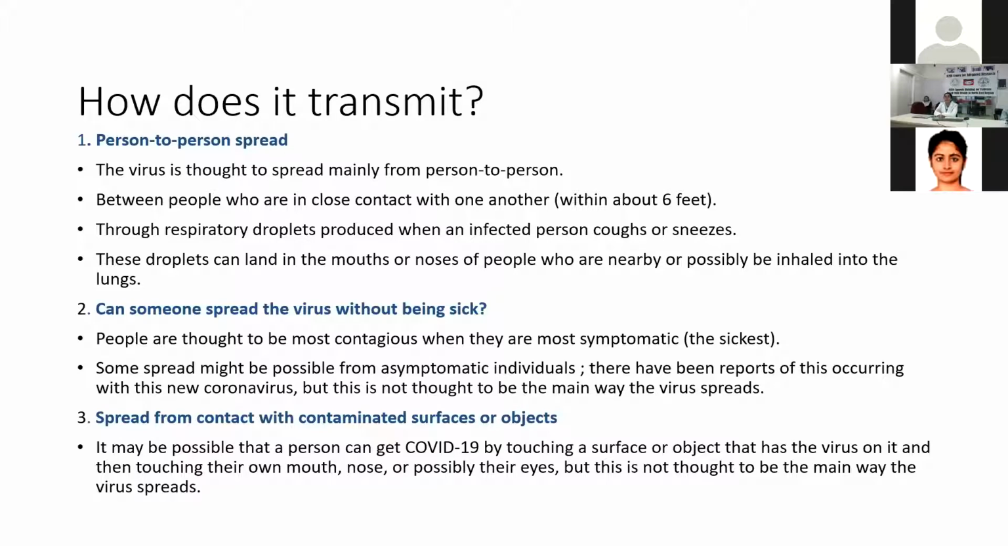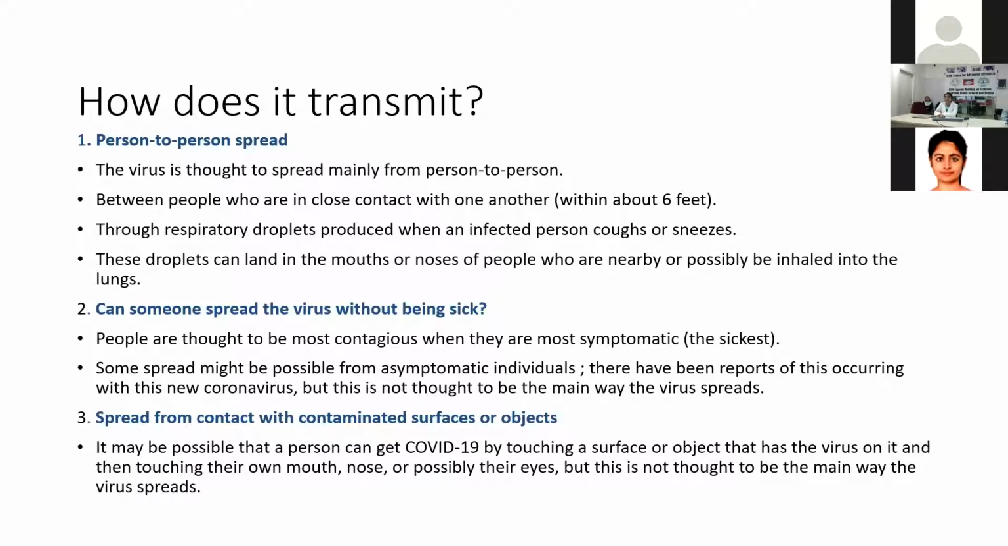Person-to-person spread is well known. The virus is thought to spread mainly from person to person, between people who are in close contact with one another, that is within about 6 feet, through respiratory droplets produced when an infected person coughs or sneezes. These droplets can land in the mouths or noses of people who are nearby or possibly be inhaled into the lungs. Droplet transmission is the foremost route of transmission.